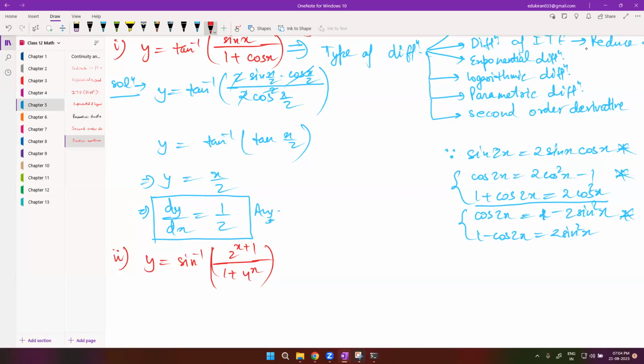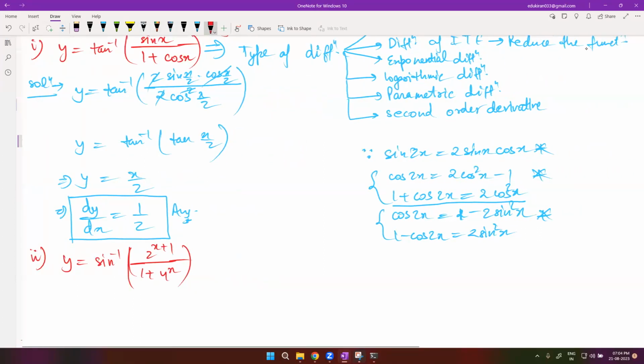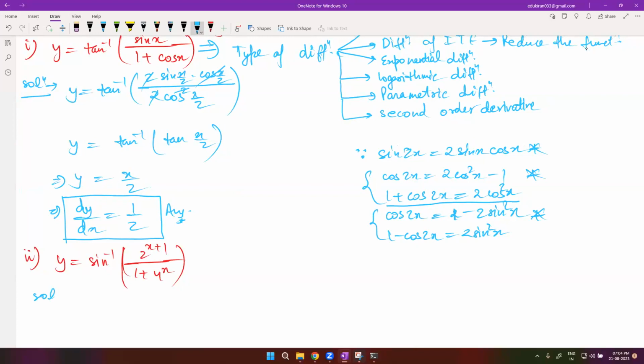So usse pehle, before that, just write this properly. Write this properly, change it to something so that it can become a formula. So I'm writing 2 to the power x plus 1 as 2 into 2 to the power x, right? This is 2 to the power 1, this is 2 to the power x. If I multiply them, this will become 2 to the power x plus 1.